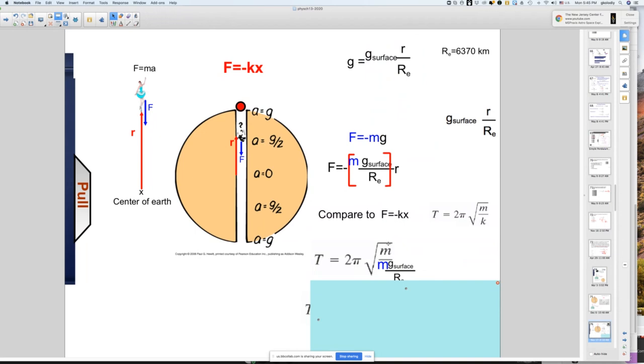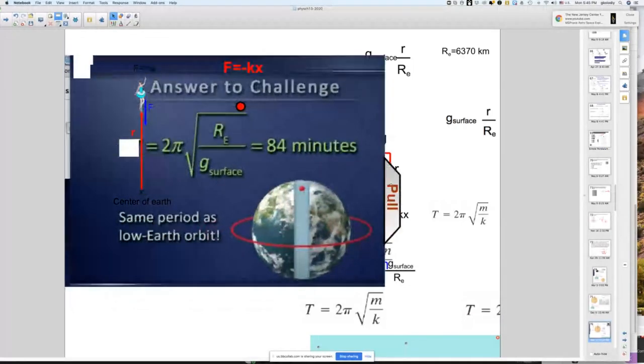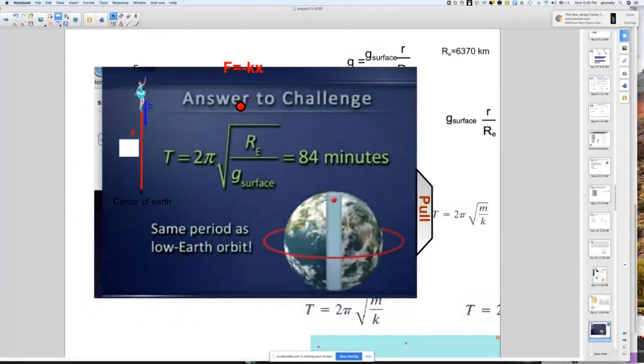What's going to happen here? Well, the masses are going to cancel off, and this r, the radius of the Earth, is going to go up to the numerator, and we get this equation. The period, meaning the time for the fall to go up and down, is going to equal 2 pi square root of the radius of the Earth divided by g on Earth's surface. And if you put in the numbers, you get 84 minutes.